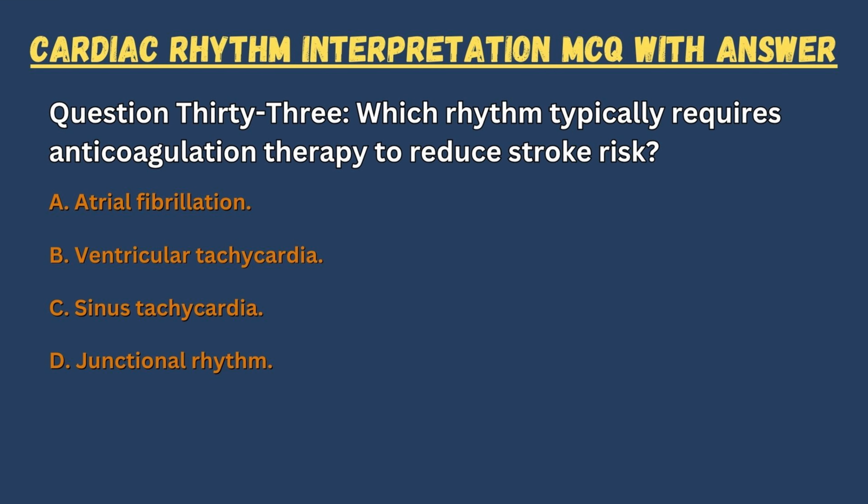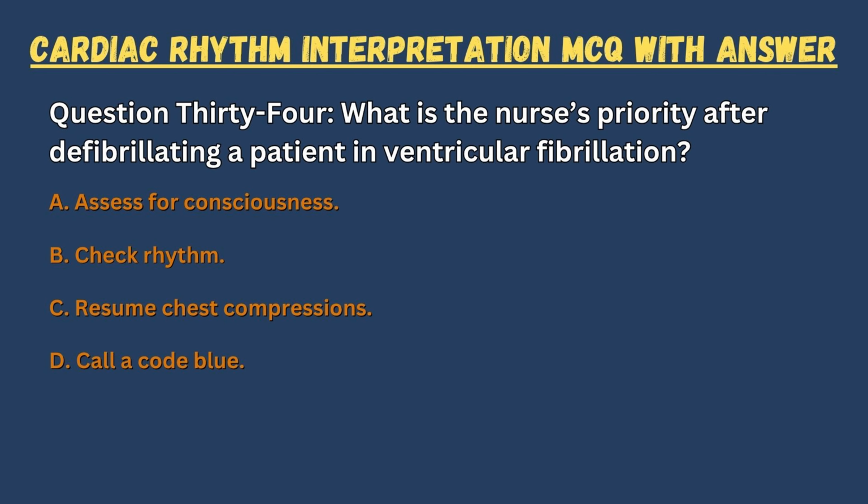Question 33. Which rhythm typically requires anticoagulation therapy to reduce stroke risk? A. Atrial fibrillation. B. Ventricular tachycardia. C. Sinus tachycardia. D. Junctional rhythm. Answer: A. Atrial fibrillation.